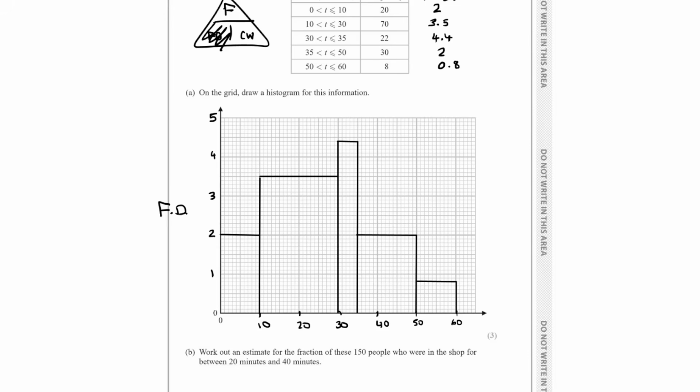So we've filled out the histogram, but we do actually need to make sure that both axes are labelled. We've obviously put frequency density here, but then we do need to write a label for the x-axis, which is the same as what was on the table. So the time, and then put in minutes, so they know what you're referring to. So we've got the axes labelled, and we filled out the actual histogram.